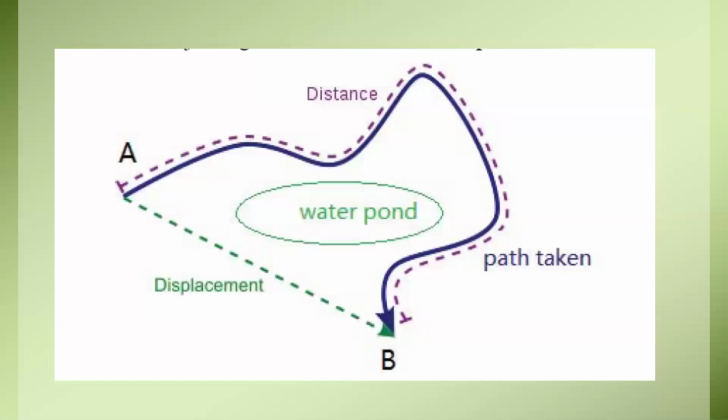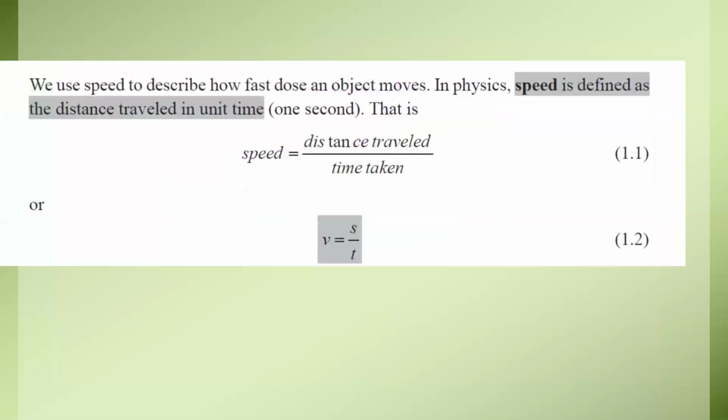The next is the difference between speed and velocity. How are speed and velocity different from each other? And one more thing: distance is a scalar quantity, we don't specify a direction, but displacement is a vector, it has a specific direction.